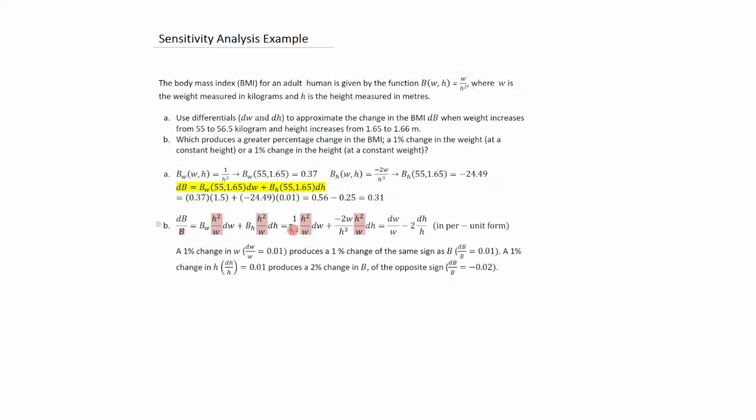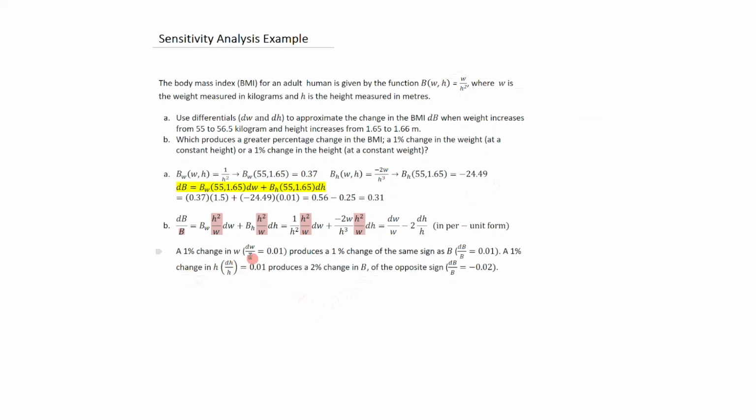Here they are, 1 over h squared and minus 2 over h cubed, and you simplify. The h squareds cancel out, and you end up with a w. And here the h squared over h cubed gives 1 over h, but the w's cancel. And you're left with dw over w, which has no units, minus 2 times dh over h, which also has no units. And so now we come to the last part, which is part B.